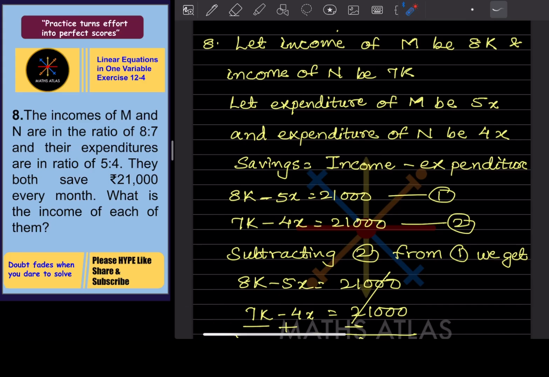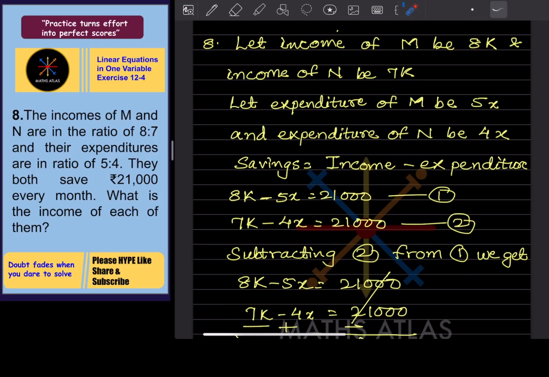The incomes of M and N are in the ratio of 8:7 and the expenditures are in the ratio 5:4. They both save rupees 21,000 every month. What is the income of each of them? So now let us consider the income of M, that is the ratio is given as 8:7. So we can put any variable. Here I'll put 8K, and the income of N is 7K because it is 8:7. This is for M and this is for N.